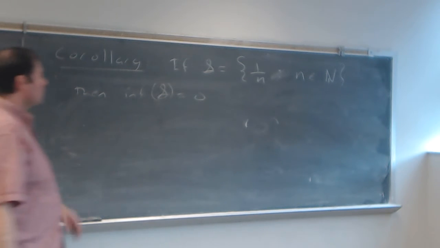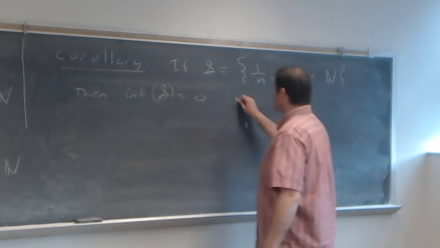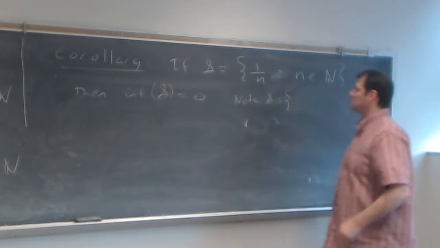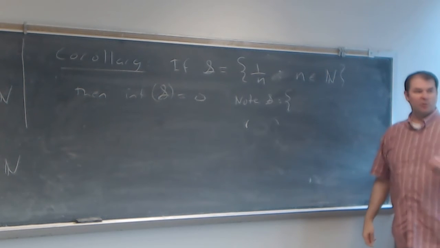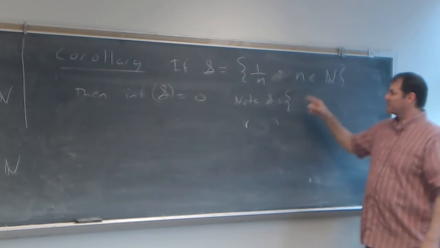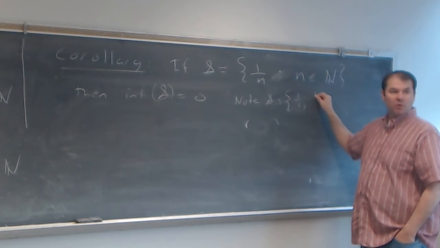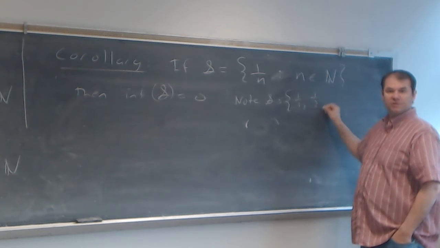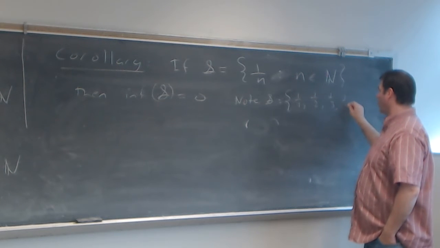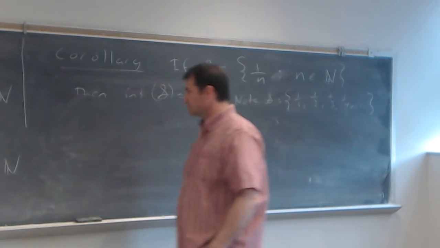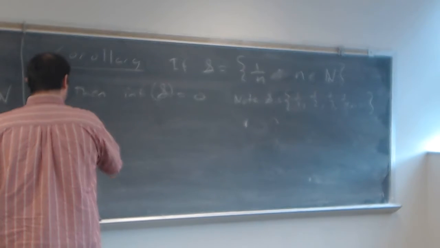Before I prove this, let's note just what script S is. What does it mean to contain numbers of the form 1 over n where n is a natural number? Well, if you take the first natural number, you have 1 over 1. What else is in there? 1 over 2, 1 over 3, 1 over 4, and so forth forever. So that's what's here. Okay, so we're ready to prove this.